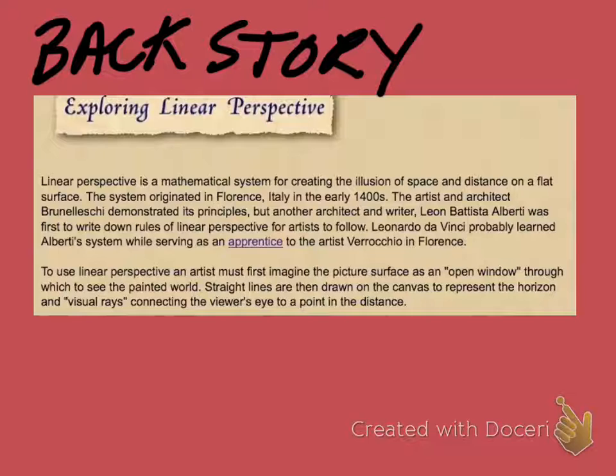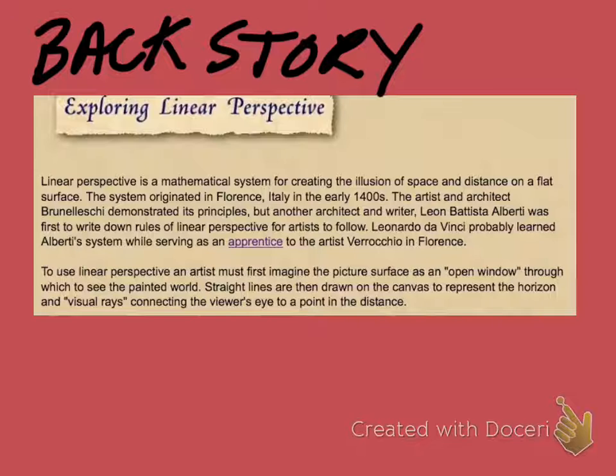Here's a little backstory on linear perspective. Linear perspective is a mathematical system for creating the illusion of space and distance on a flat surface. The system originated in Florence, Italy in the early 1400s. The artist and architect Brunelleschi demonstrated its principles, but another architect and writer, Leon Battista Alberti, was first to write down rules of linear perspective for artists to follow. Leonardo da Vinci probably learned Alberti's system while serving as an apprentice to the artist Verrocchio in Florence.